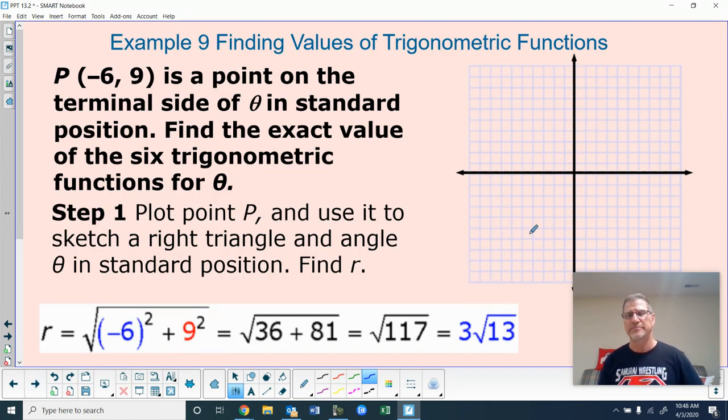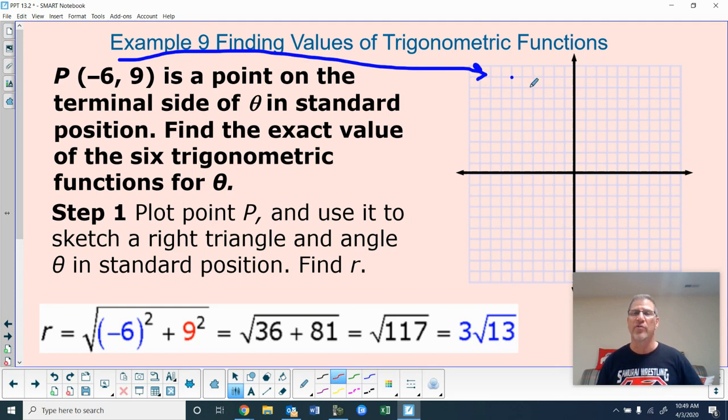All right, so here's an example. They give us the point -6, 9. So if we come over 6 and up 9, I think that's where our point would be. Let me make sure. 1, 2, 3, 4, 5. Yeah. Okay, so there's that point right there. All right, so we're going to draw our triangle from that point. It's not going to be very good straight lines, but that's going to be there for our hypotenuse. And then we're going to go straight down to the x-axis, and then we go straight over. So there's our triangle, okay?